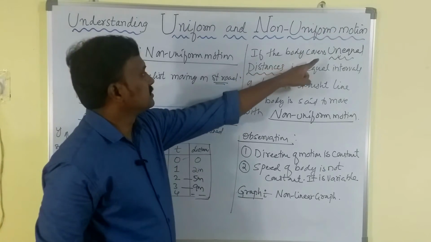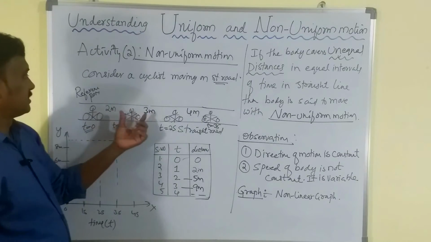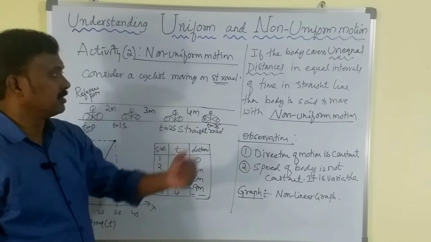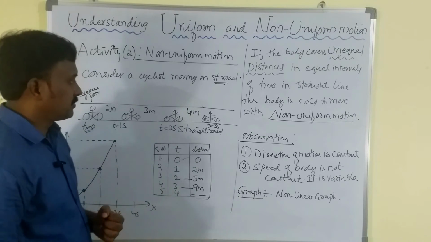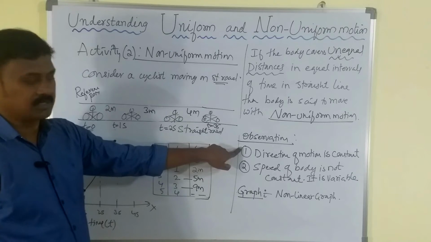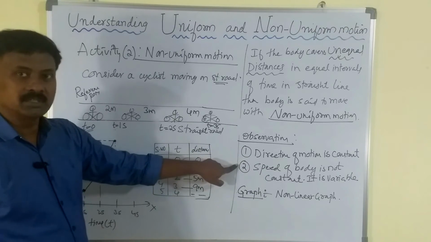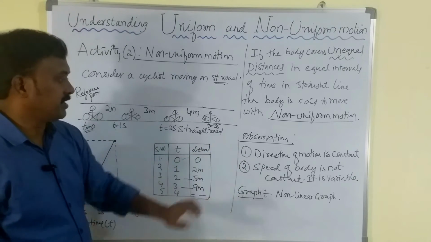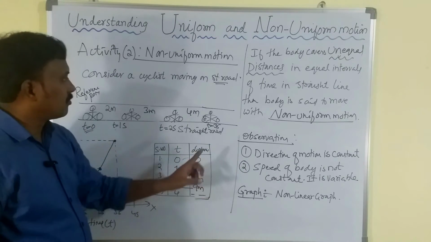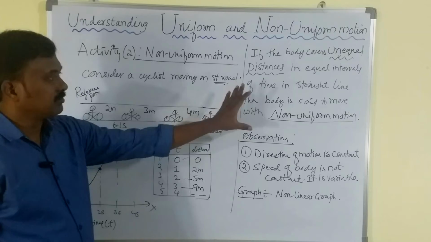If the body covers unequal distances in equal intervals of time in a straight line, then the body is said to move with non-uniform motion. And what kind of observations have we made here? The direction of motion is constant and the speed of the body is not constant. Okay, it is variable. Since the speed is changing, we say that the body is moving with non-uniform motion.